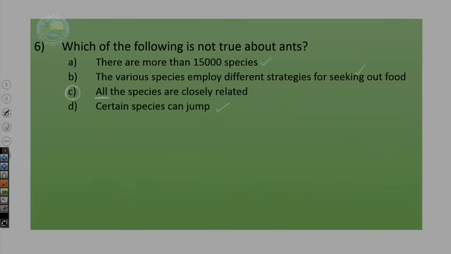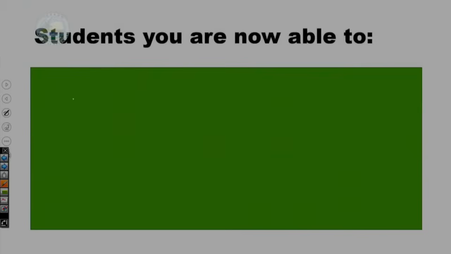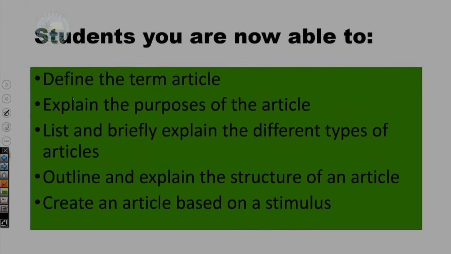As we conclude, you have now been able to define the term article, explain the purposes of the article, list and briefly explain the different types of articles, outline and explain the structure of an article, and create an article based on a stimulus.